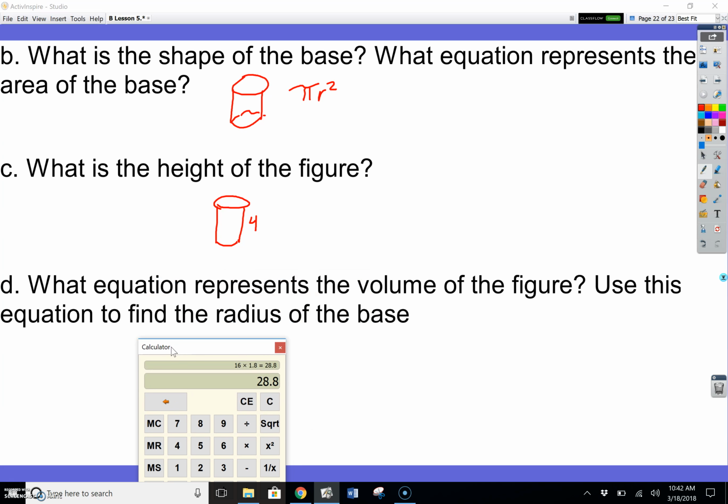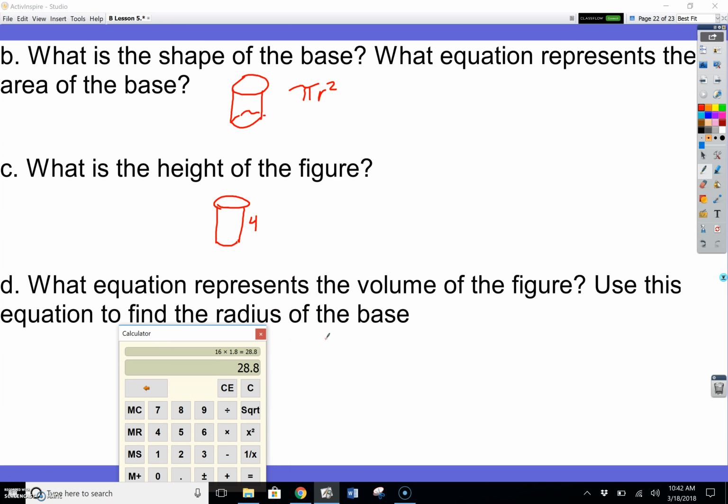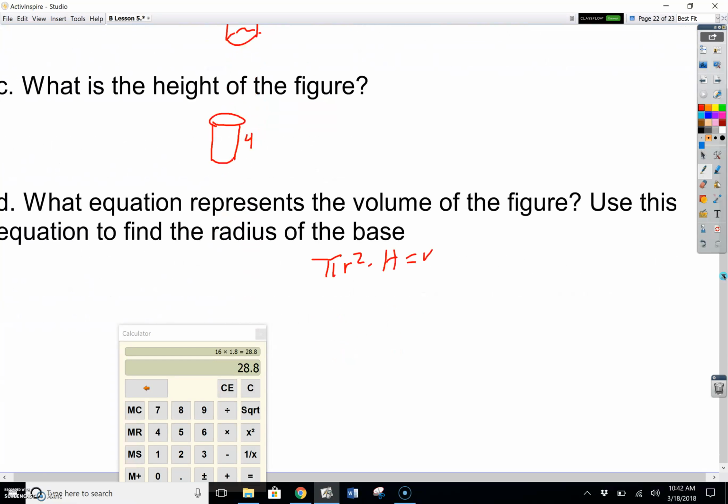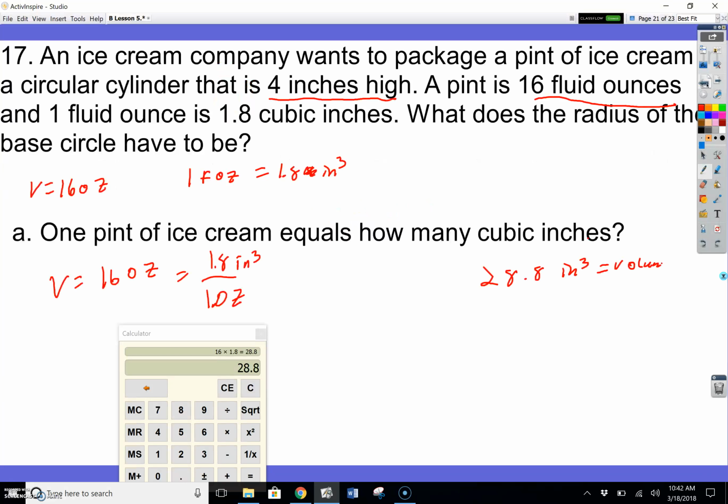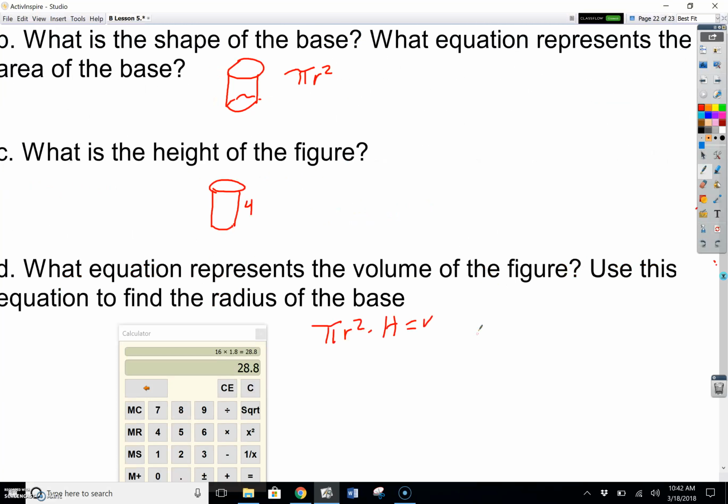So it says, what equation represents the volume of the figure? It's pi r squared times height, because it's a cylinder. All right. Use this equation to find the radius of the base. So what it says is we're going to plug in everything we know. So let me go ahead and make a little bit more room here for us to solve this. And let's go and plug everything I know. I know the volume is 28.8. This is going to equal 3.14 r squared times 4.